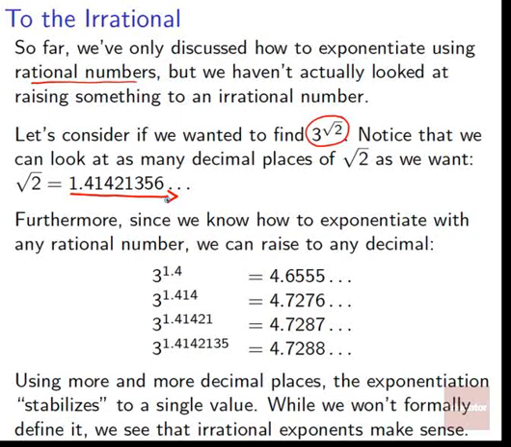Furthermore, we know how to exponentiate to any rational number, so we can raise to any decimal, because any decimal is actually something that we can express as a rational. For example, 1.4, if we want to, we can express that as 14 divided by 10. 1.414, if we wanted to, we could express that as 1,414 divided by 1,000. Right? So we can do any of these based on all of the work that we just had.